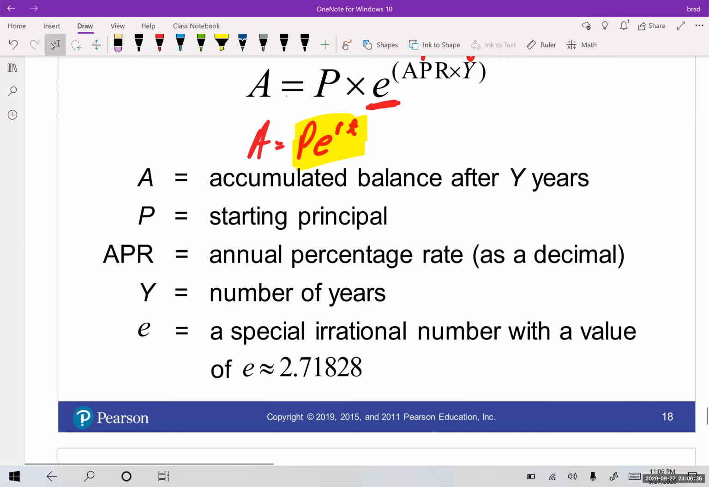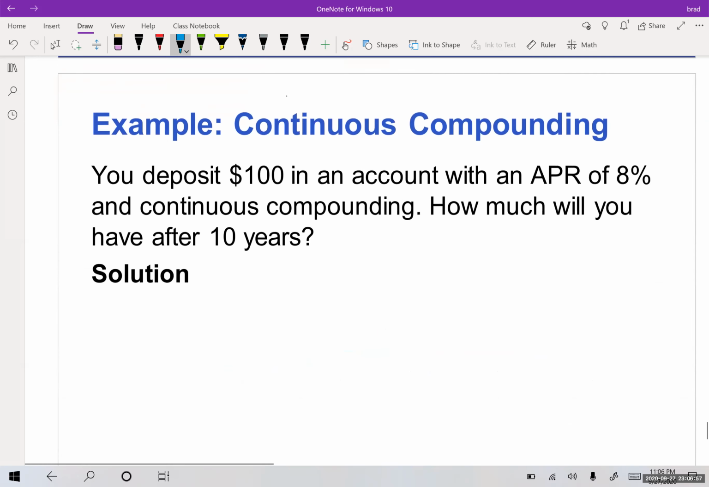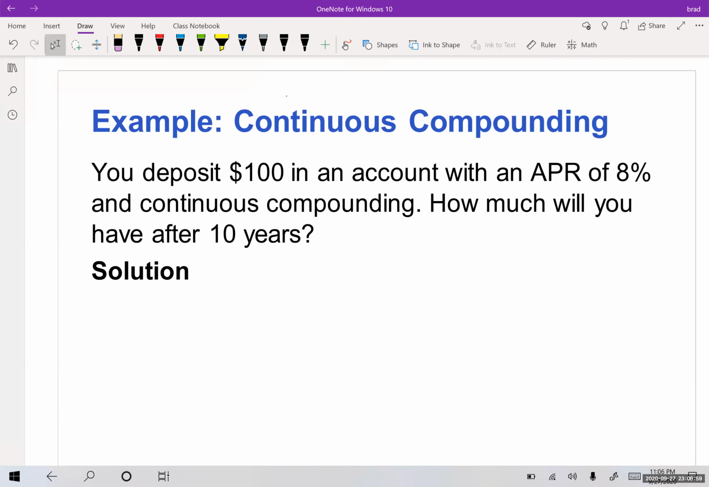Okay, so once again, e is a special irrational number with the value of approximately 2.71 and some change. That's called the natural number, and that's the value it carries. Kind of like pi, how pi is about 3.14 and some change. That's not exactly what it's worth, but that's about what it's worth. And e is a naturally occurring number like that as well. So let's try continuous compound interest.